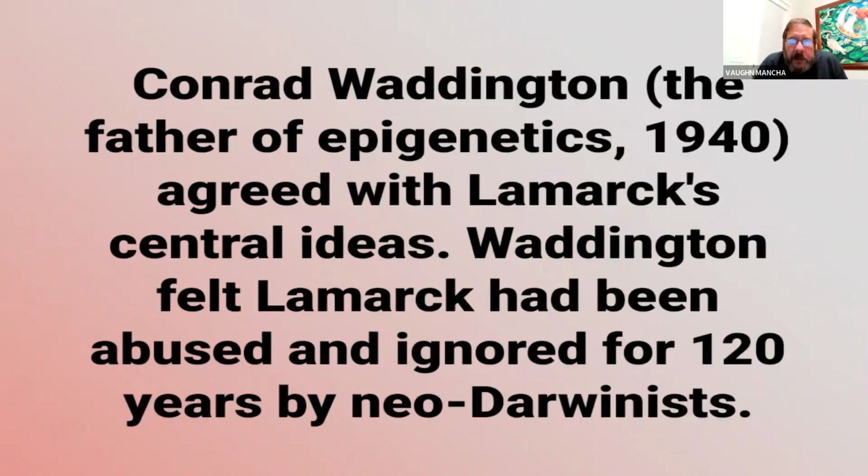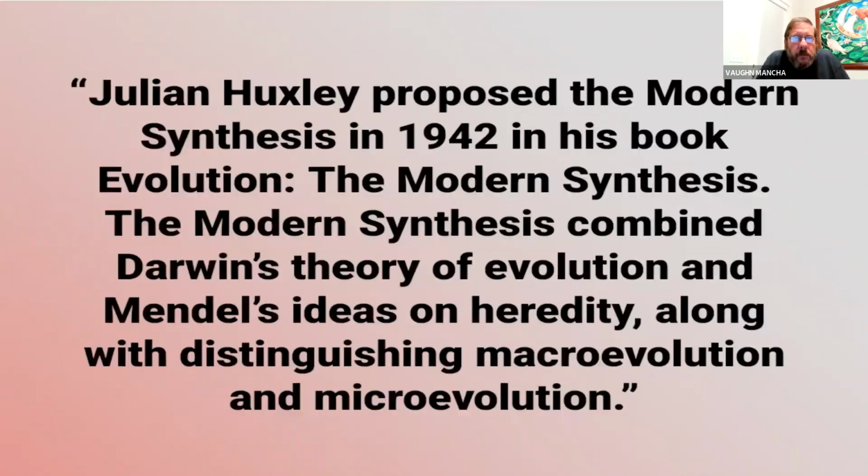Conrad Waddington, who's the father of epigenetics, he proposed it in 1940, by the way, agreed with Lamarck's central ideas. Waddington felt Lamarck had been abused and ignored for 120 years by neo-Darwinists. Also, at the same time, in 1942, Julian Huxley proposed the modern synthesis. This is the revamp of neo-Darwinism. Neo-Darwinism was proposed in 1900, and then the modern synthesis incorporated neo-Darwinism. If you say neo-Darwinism today, everyone interprets it as being the modern synthesis. This is, quote, the theory of evolution. And he published it in his book called The Modern Synthesis. The Modern Synthesis combines Darwin's theory of evolution and Mendel, Gregor Mendel, who you've heard about before, on heredity, along with distinguishing micro and macro evolution.